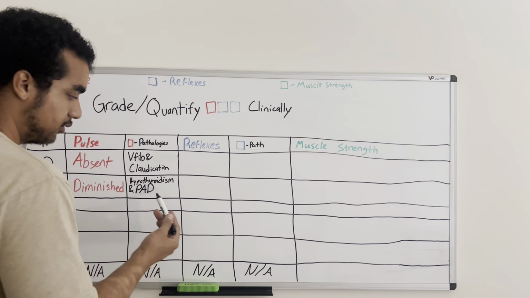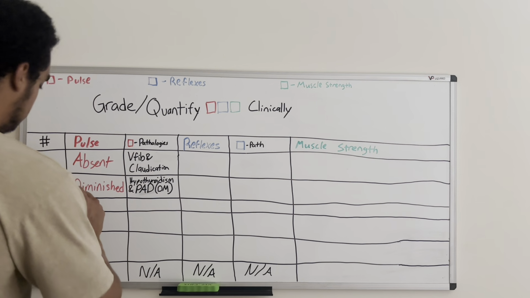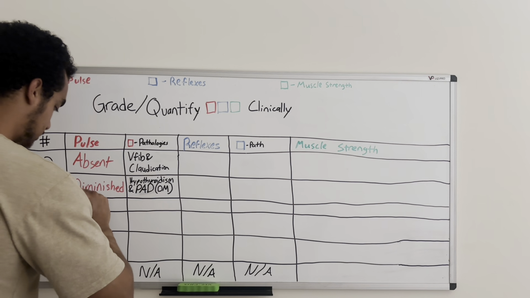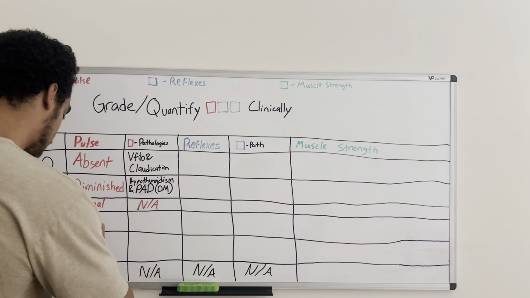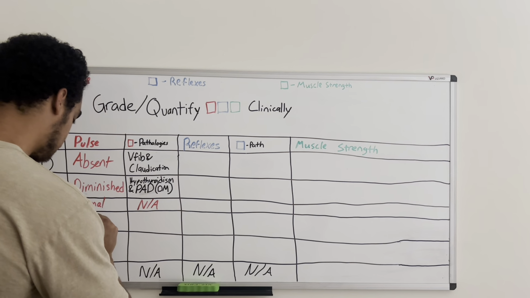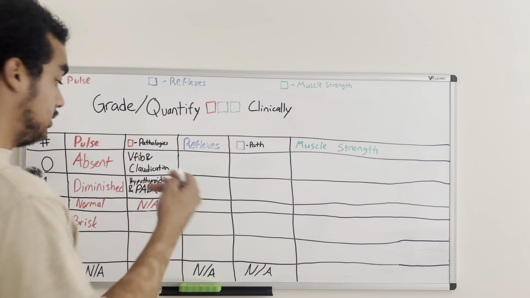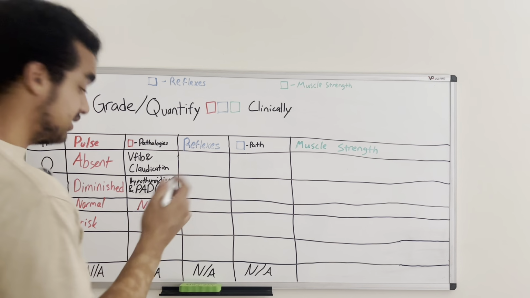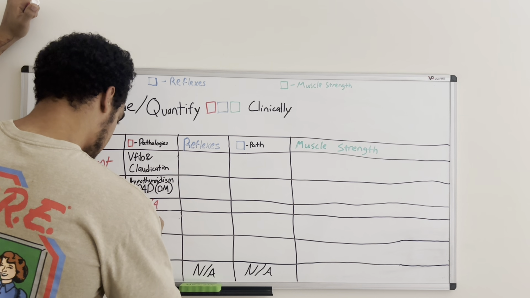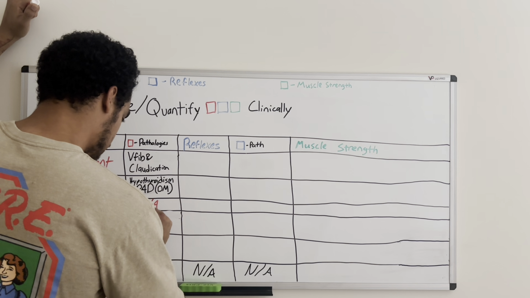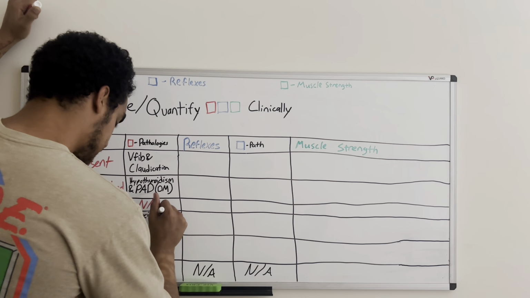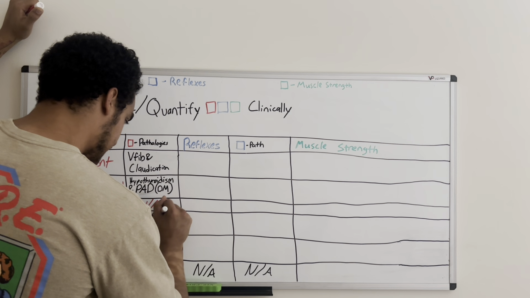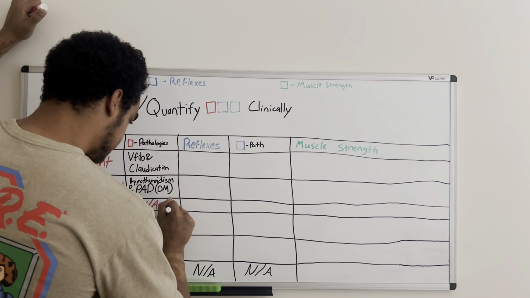PAD is usually concurrent with diabetes mellitus. 2 is normal. As such, there won't be any pathologies associated with that. 3 would be brisk or more than normal. This isn't necessarily a pathology, but exercise as well as caffeine intake can lead to a pulse grade of 3 or a brisk pulse, as well as fever.